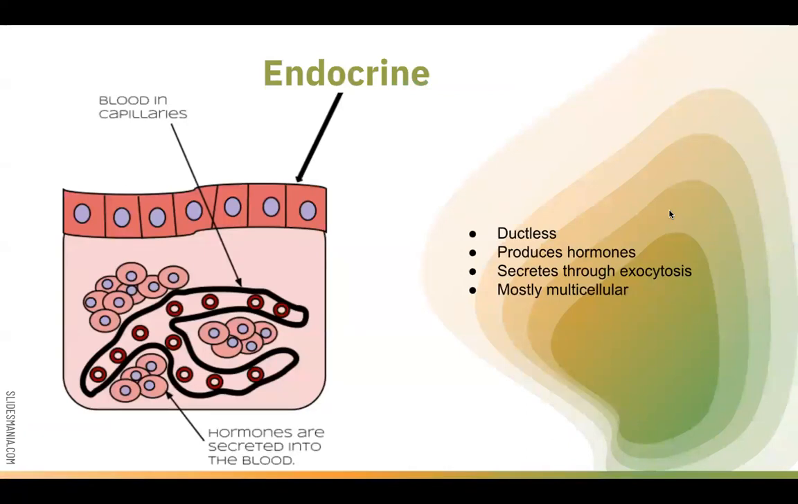Endocrine glands are ductless. As you can see, there isn't a duct to be able to secrete the hormones like there is in exocrine glands. So endocrine glands are ductless, like I said, and these are the ones that produce hormones. These hormones are secreted through exocytosis directly into the extracellular space. These are also mostly multicellular.